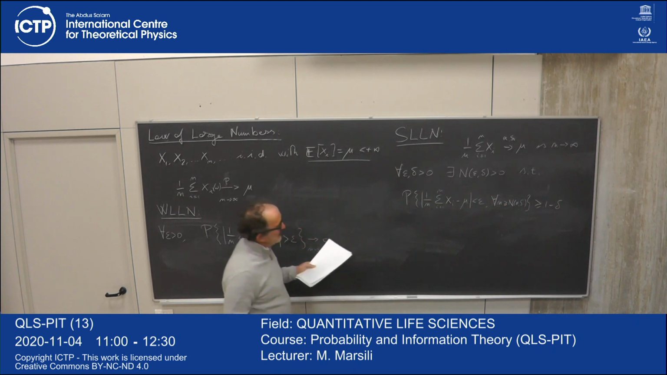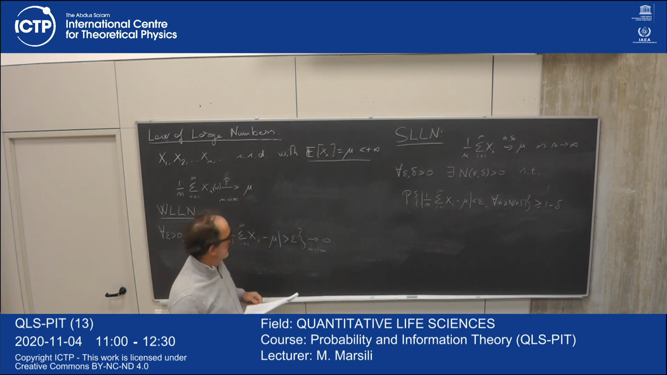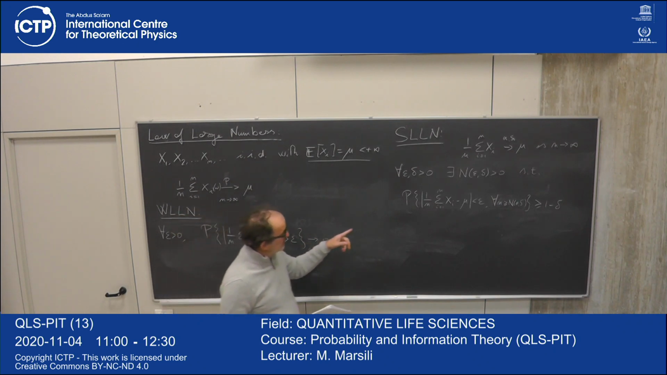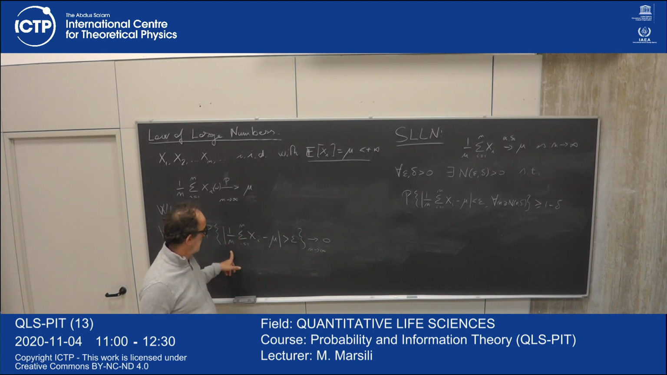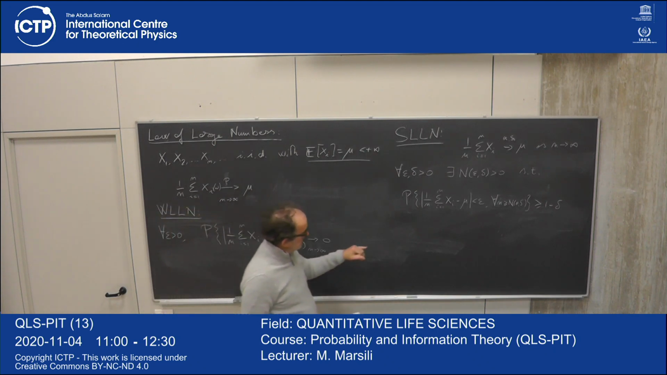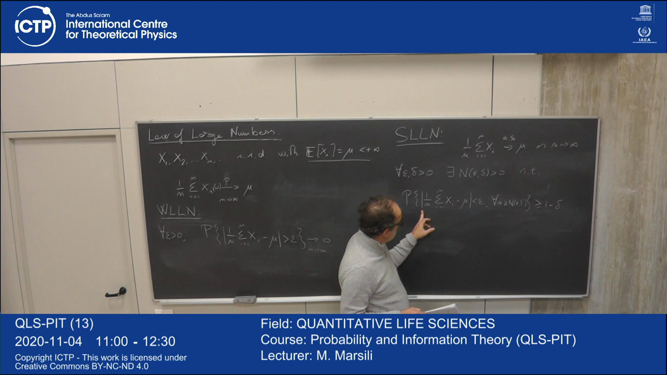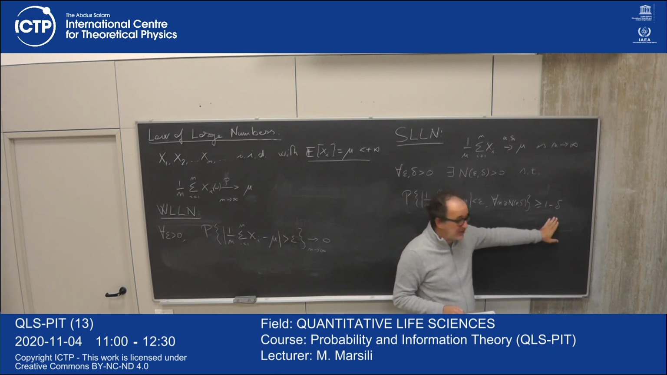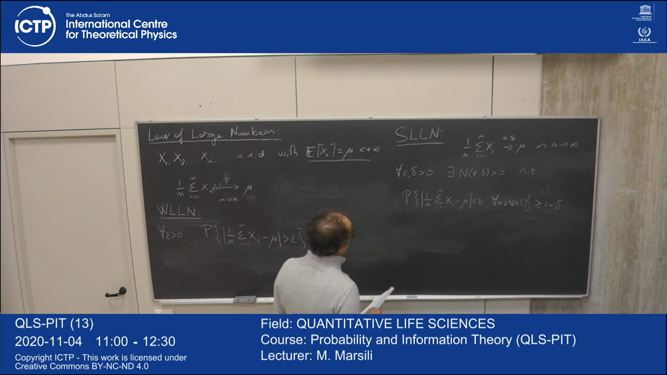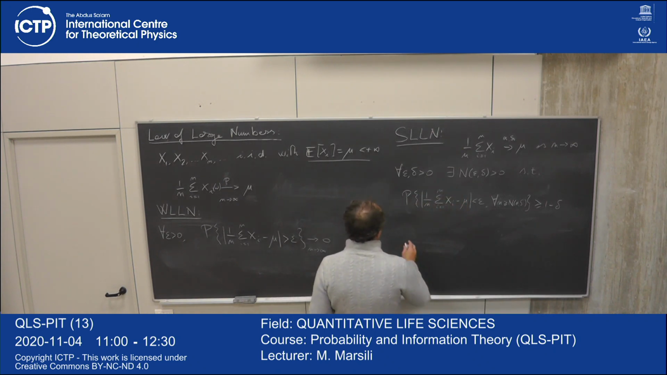So you see that this is a very different statement, because it is not a statement about the probability of one deviation exceeding epsilon, but about the probability that for all n from a certain point on, there will be no deviation. It is as close as you want to 1.